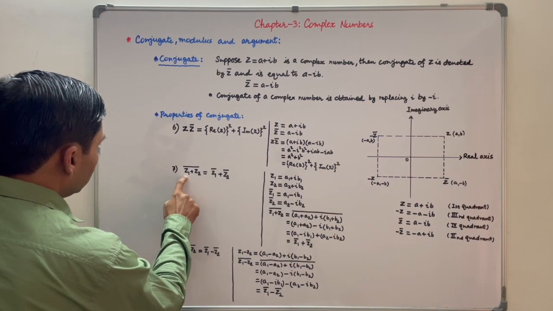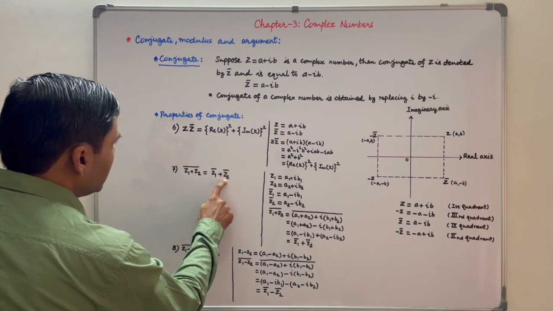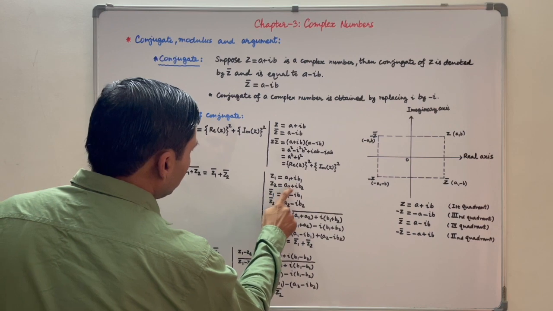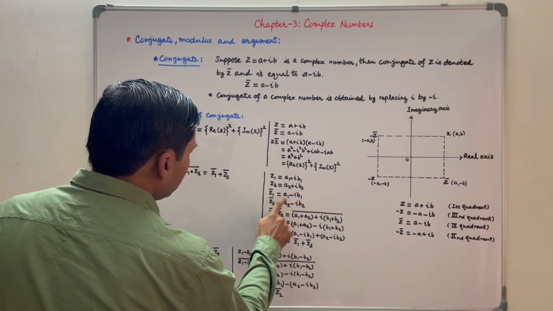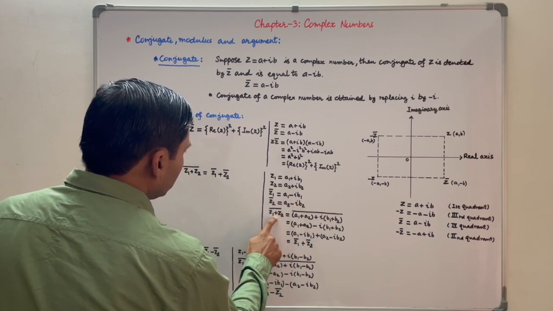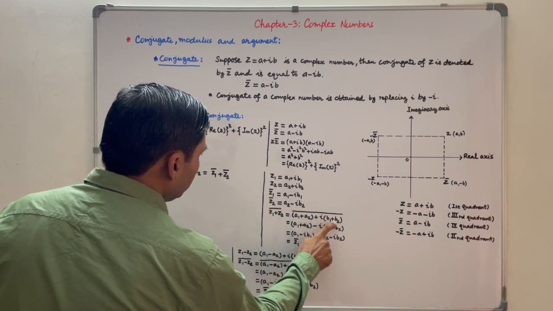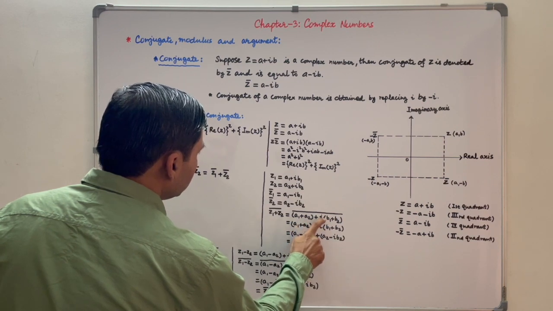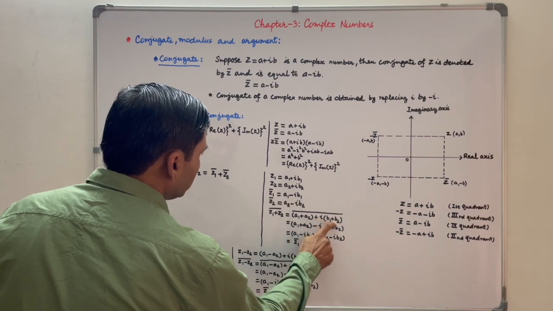Seventh property: Z1 plus Z2 whole bar is equal to Z1 bar plus Z2 bar. Suppose Z1 is equal to A1 plus iB1 and Z2 is equal to A2 plus iB2. So Z1 bar is equal to A1 minus iB1 and Z2 bar is equal to A2 minus iB2. Z1 plus Z2 whole bar is equal to A1 plus iB1 plus A2 plus iB2 whole bar. We can rearrange the terms to write it in standard form. So it will become A1 plus A2 plus i times B1 plus B2.